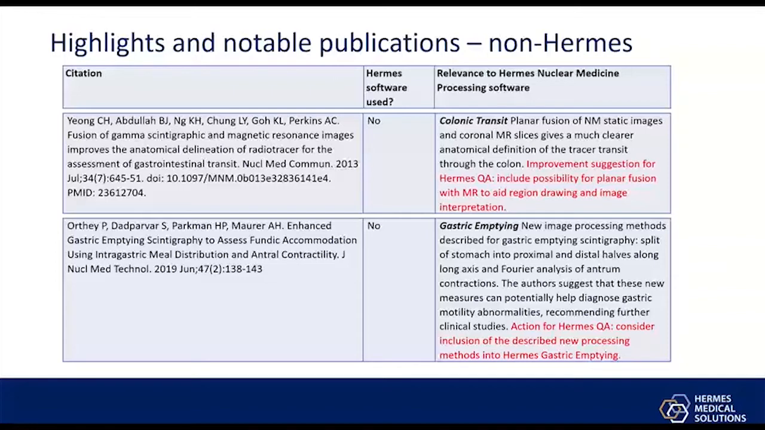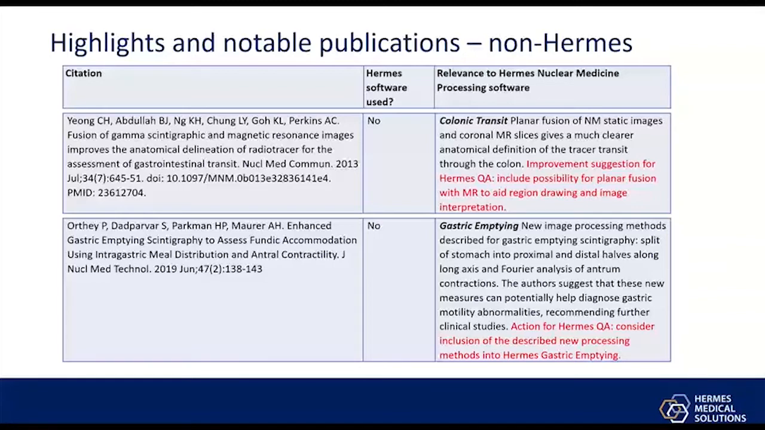Hermes can already do planar fusion, so I think it would be quite straightforward to implement. And I don't know if anyone's tried to do the colonic region of interest drawing, but it's really hard. So I think an MR would be really useful in that context. So I liked that one. It was quite nice.